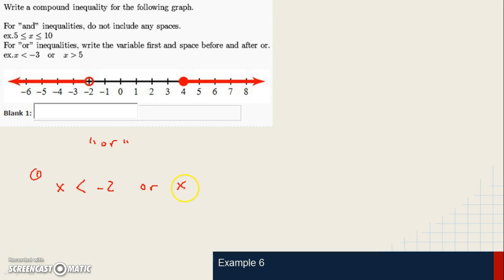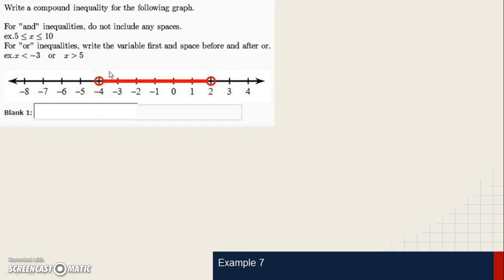Or x is, and it looks like our endpoint here is 4. And since the red line is covering values that are greater than 4, we know that x is greater than 4. And the circle on 4 is closed, so that means 4 is included, so x is equal to as well. Now we're going to type in our answer. X is less than negative 2, space, or, space, x is greater than or equal to 4.